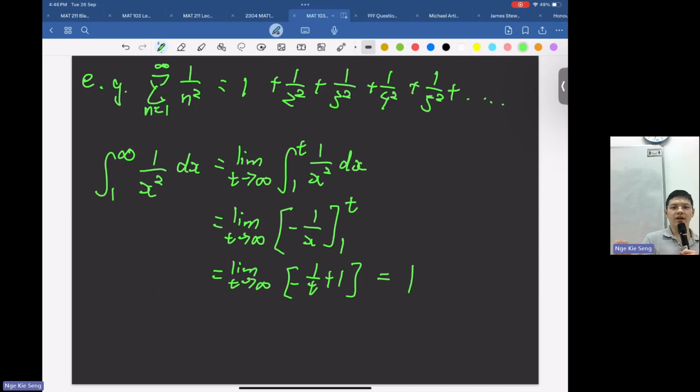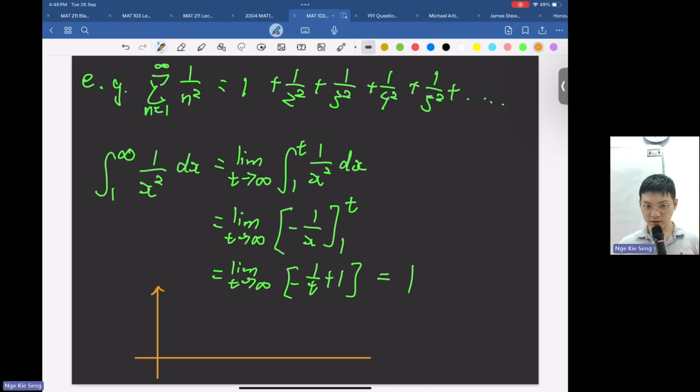So how do we see this actually? Let's draw some picture. Our function is y equals 1 over x squared, and the sum starts from 1. So we start with x equals 1, y equals 1, and then it is decreasing.